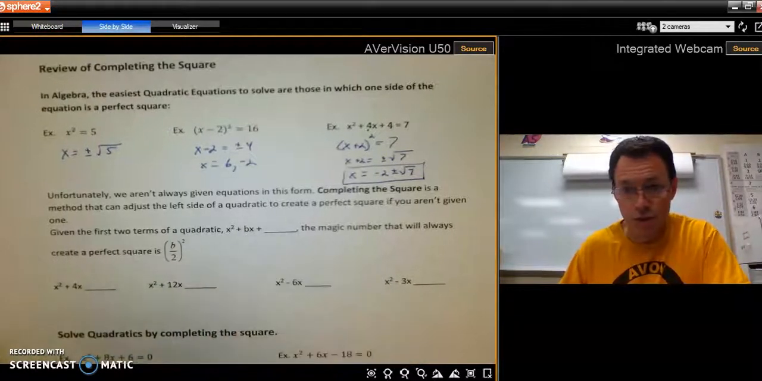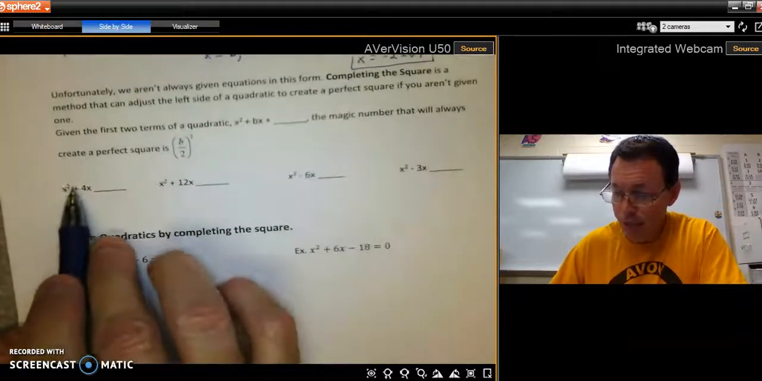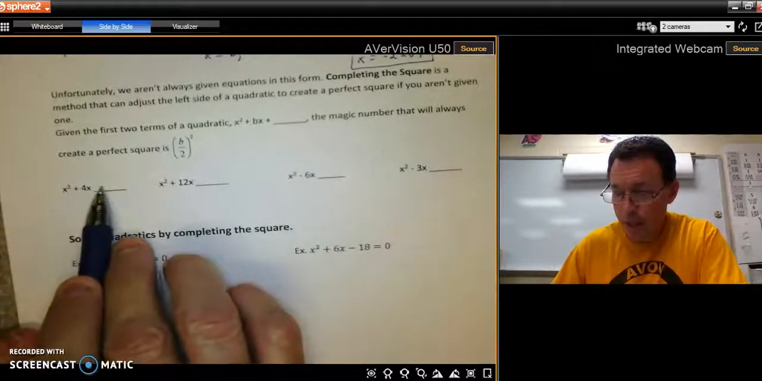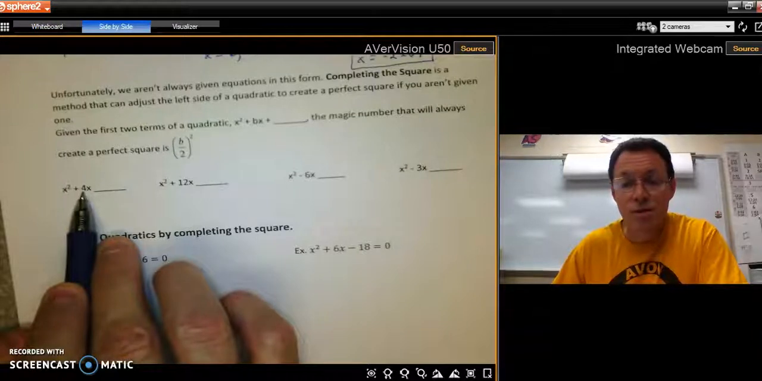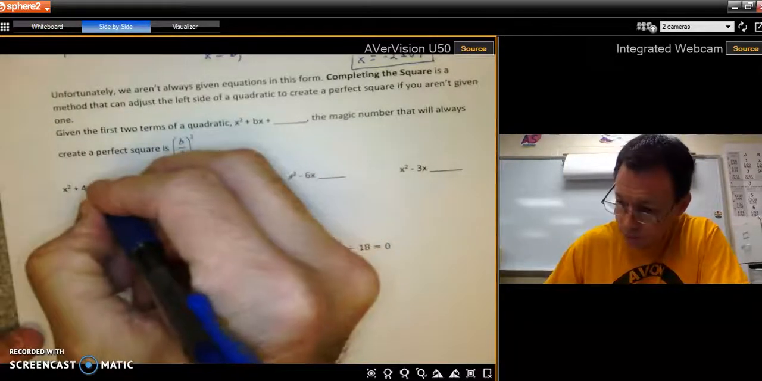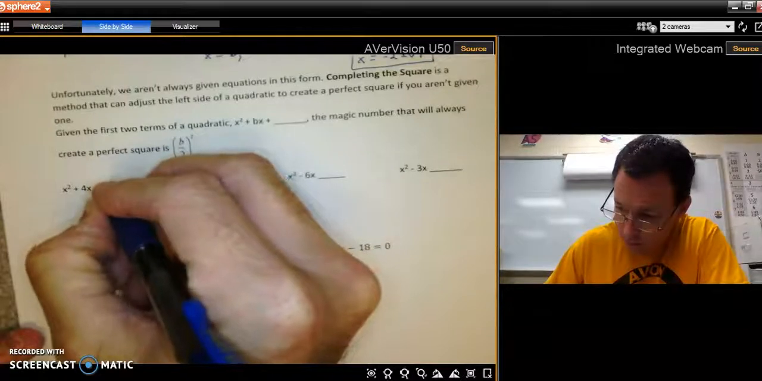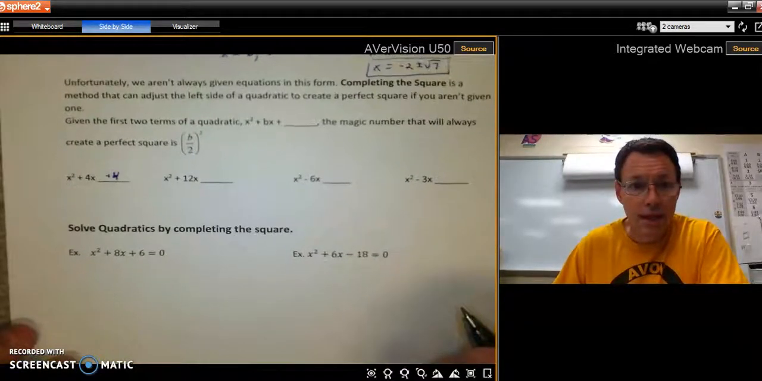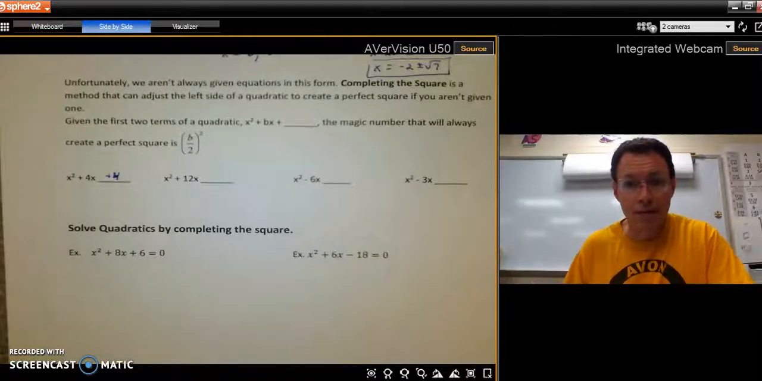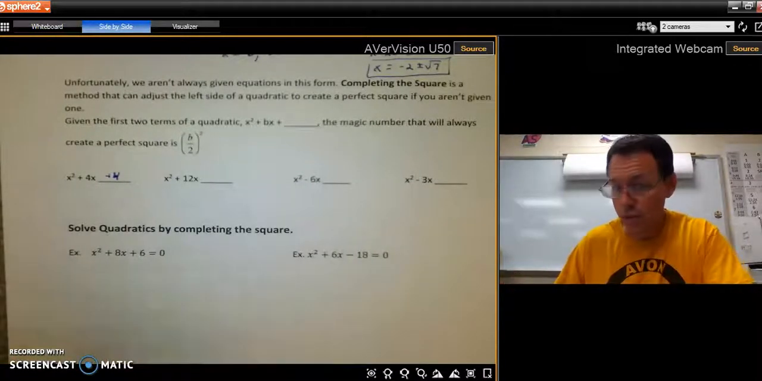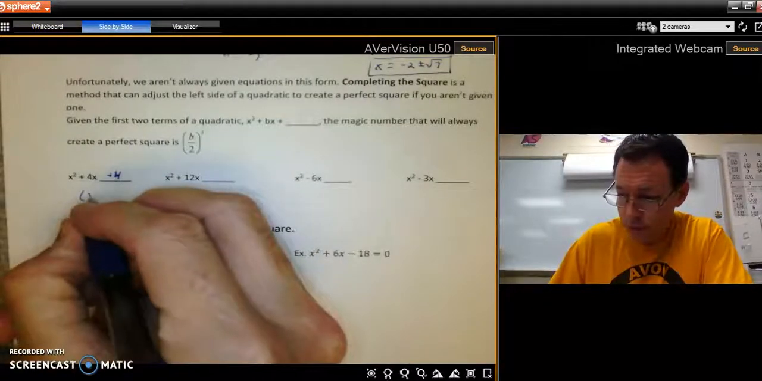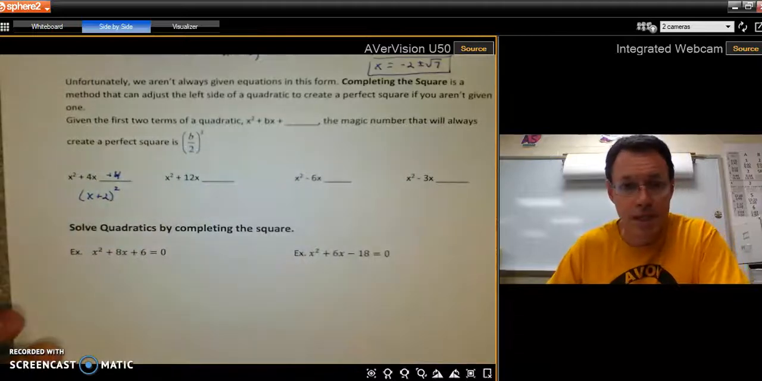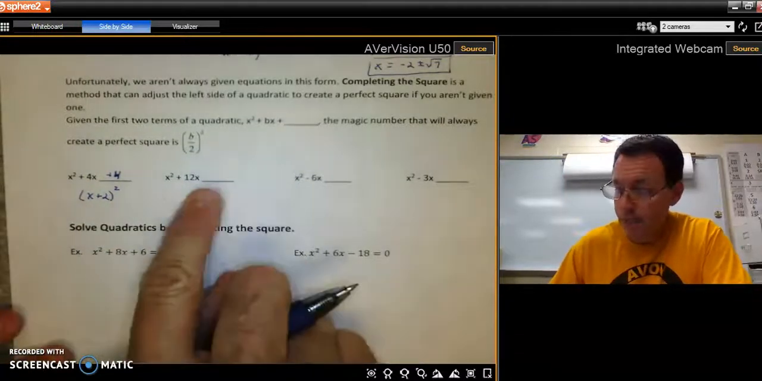Always. That always works. If I have x squared plus 4x, and I want to know what this is, cut this number in half, think of this as a positive 4, cut it in half, that'll give you 2, square that number, 2 squared is 4. That is now a factorable quadratic that will factor into a perfect square. Factors of 4 that add up to 4 are 2 and 2. So this is x plus 2 squared. That is now a perfect square.